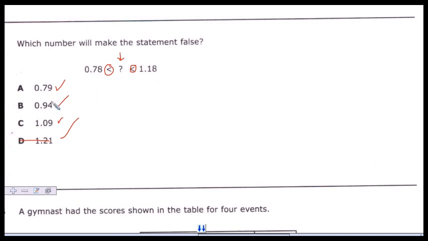All of these are less than 1.18 and greater than 0.78. So the only one that makes this statement false is answer choice D. And false was the correct word to be looking at. Okay, so now let's look at number 6.